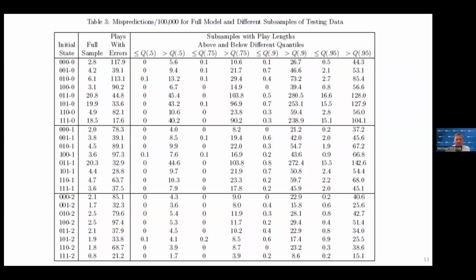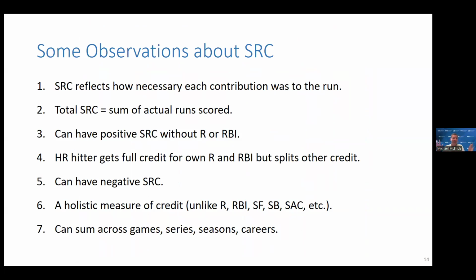Okay, so when all that is said and done, what do we get? Well, what do we observe about this Shapley run credit statistic? What Shapley run credit is going to tell you is how necessary each player's contribution was to the run. The total SRC for a team is going to equal the total number of runs actually scored. It's going to capture any kind of contribution a player can make to offense, including things that are not recorded as runs or RBIs.